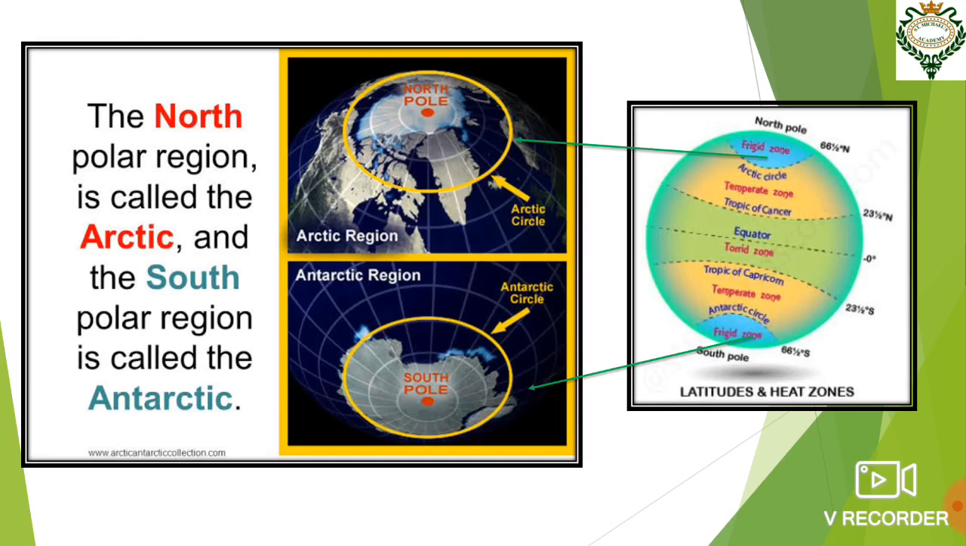The North Polar region is called the Arctic and the South Polar region is called the Antarctic. So, the North Frigid Zone is situated between the North Pole and the Arctic Circle, as you can see in the picture, and the South Frigid Zone lies between the South Pole and the Antarctic Circle.